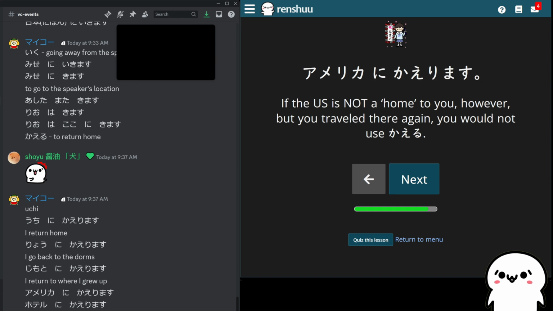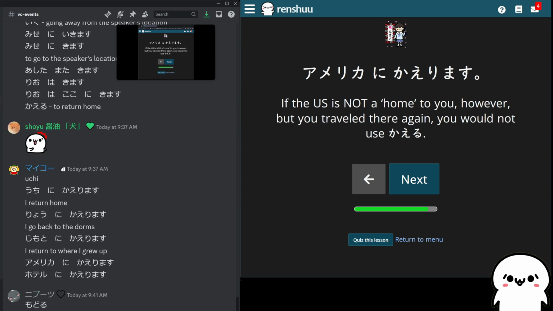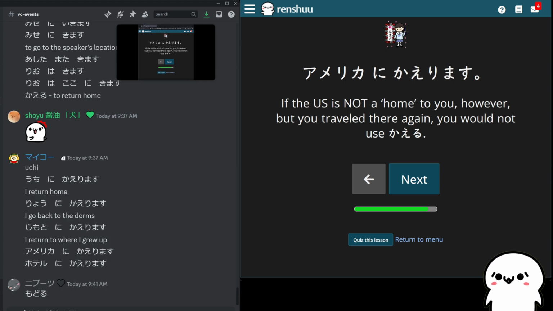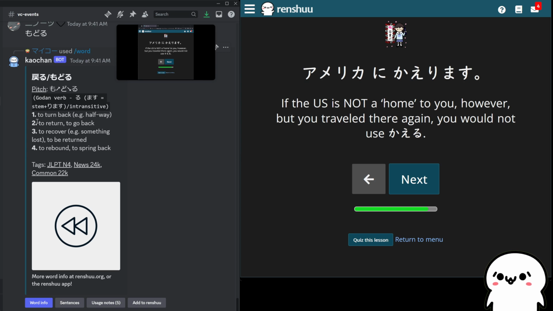Now, I mentioned it earlier, so maybe some of you can remember this. Is there another verb that you can think of that refers to returning or to go back? Go back might be the way that you learned it. Modoru. Yes. So modoru, let's see what Renshu's first definition tells us. To turn back, return. Okay, I'm looking at number 2. To return, to go back. If it's not home, if it's not this home concept we talked about, you can use modoru.